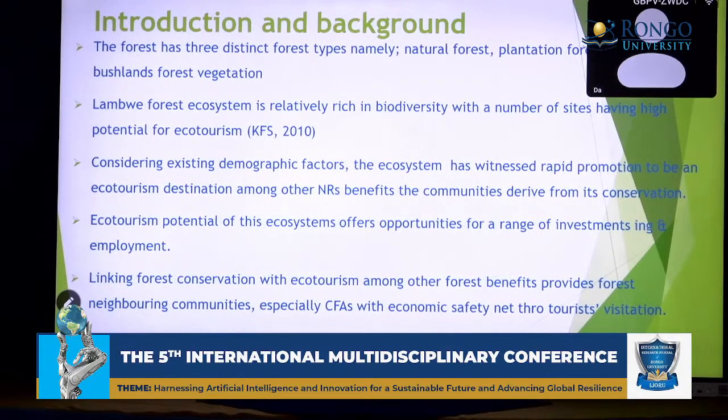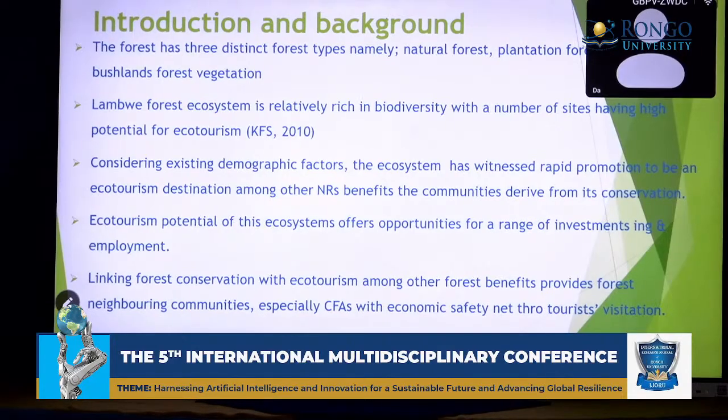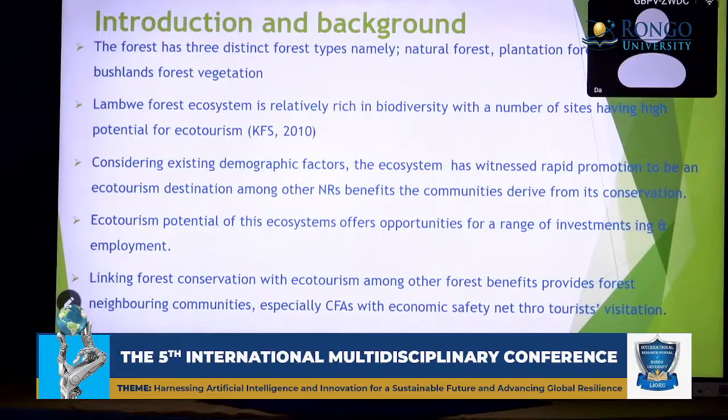The forest definitely has a very significant ecotourism potential, and that links very well for conservation of this forest and also for bringing the community to participate in its conservation sustainability. So we were looking at what are the linkages that exist between the communities and the forest ecosystem itself.